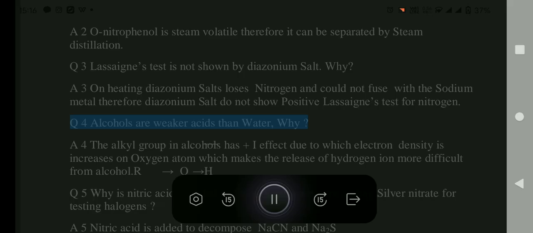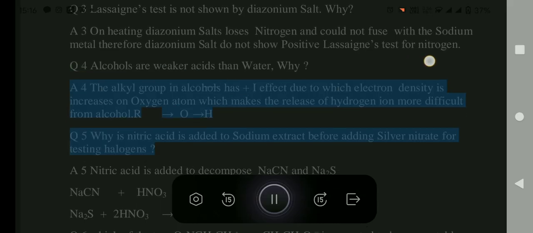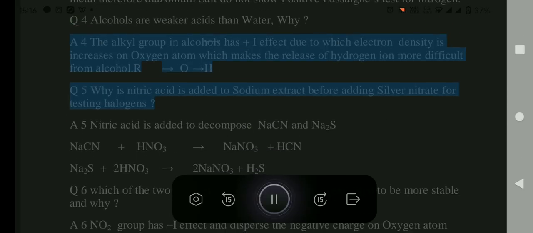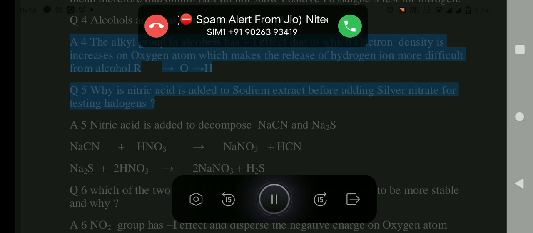Q4: Alcohols are weaker acids than water. Why? A4: The alkyl group in alcohols has a +I effect due to which electron density increases on oxygen.